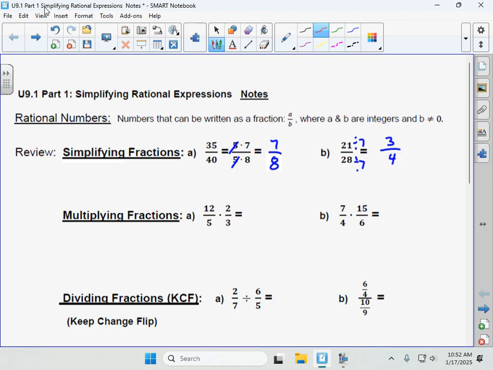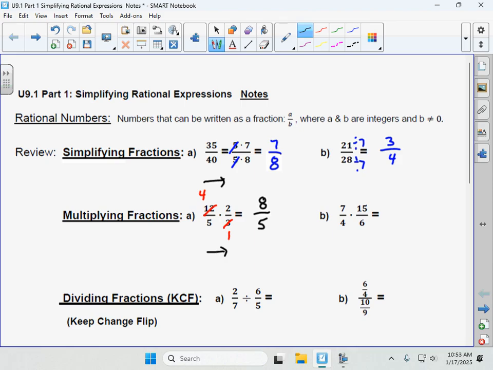Okay, so if we see the 12 and the 3 diagonal here on this first question, we can divide by 3. So 12 divided by 3 is 4, and 3 divided by 3 is 1. Nothing goes into 2 and 5, so this is where we just multiply straight across. 4 times 2 is 8, and 5 times 1 is 5. Again, nothing goes into 8 and 5, so this is simplified all the way.